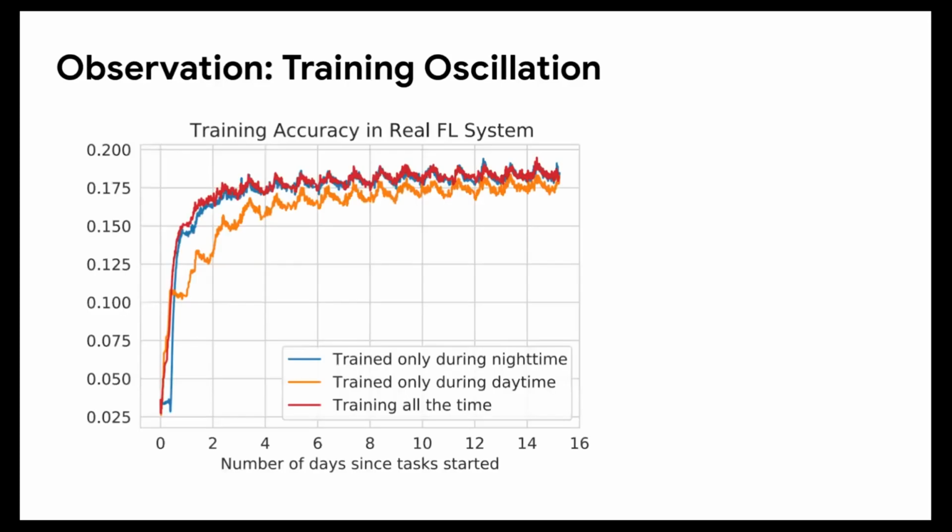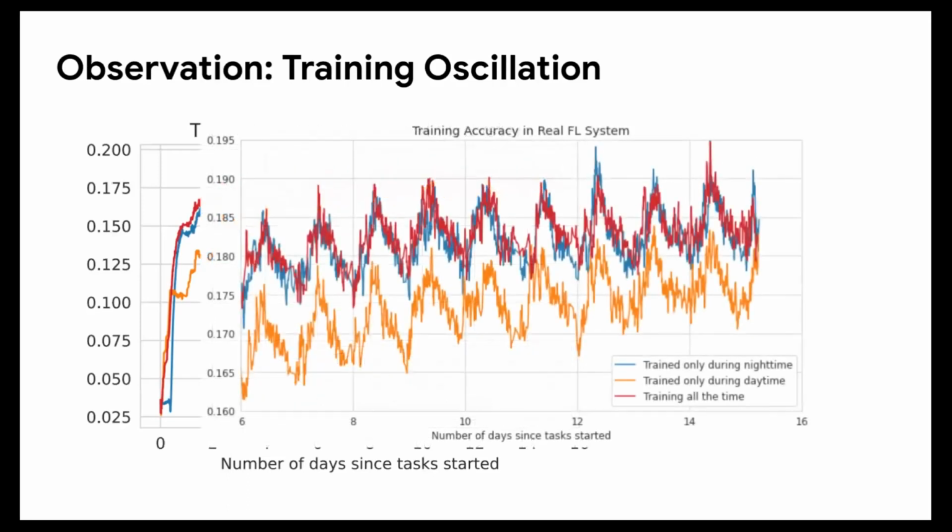This is a practical observation we found. This is a training curve. The x-axis is the number of days. The y-axis is the network prediction accuracy. And this is the training trend in a real cross-device federated learning system over a few days. You can observe that the training curve has some oscillations. Let's zoom in a little bit. And these are the observations.